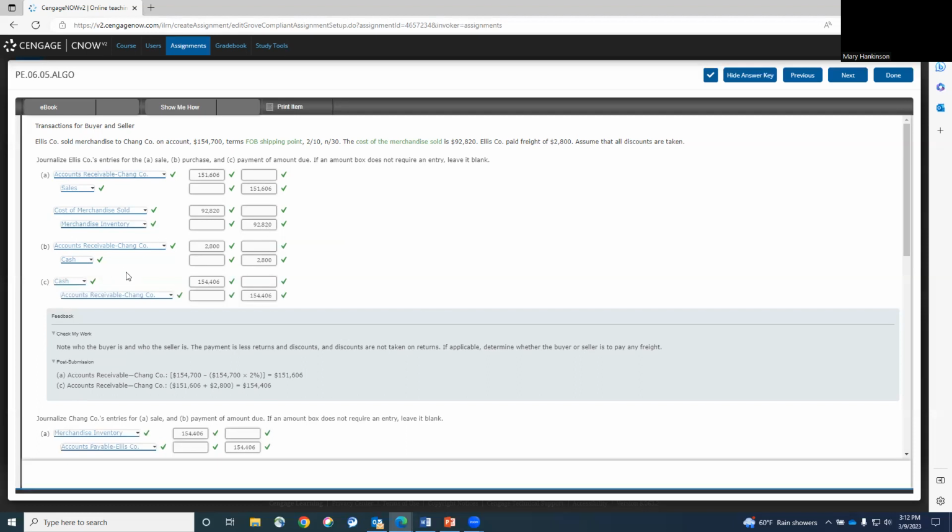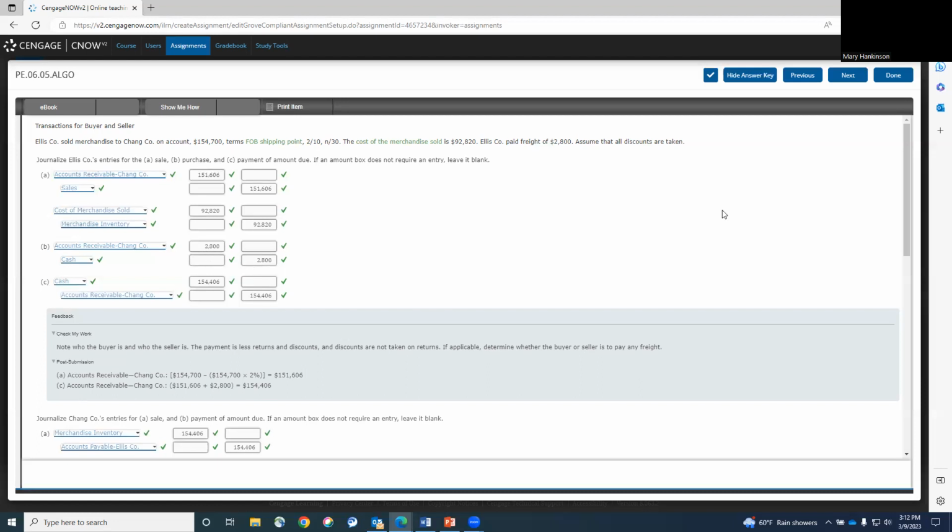Next, we're going to show the receivable for the freight. So we're going to increase the accounts receivable to Chain Co. for the $2,800, showing they owe us the $2,800. And then we're going to show that we went ahead and paid it. Now we paid it. Okay, we paid the shipping. But we are going to pass that cost on to Chain Company because it's going to be part of the invoice that we send to Chain Company.